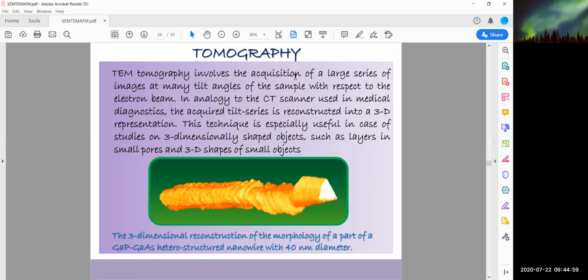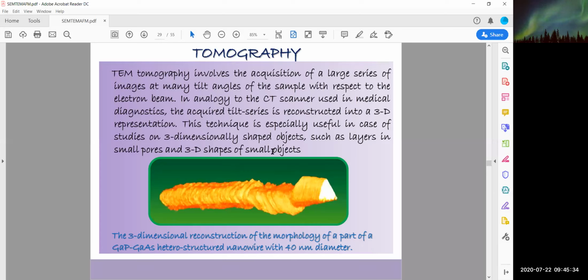TEM tomography involves the acquisition of a large series of images at many tilt angles. It's like CAT scanning and MRIs. They have images at different angles of the sample with respect to the electron beam, in analogy to the CT scanner used in medical diagnostics. The acquired data series is reconstructed into a 3D representation. This technique is especially useful for studies of three-dimensionally shaped objects, such as layers in small pores and 3D shapes of small objects.